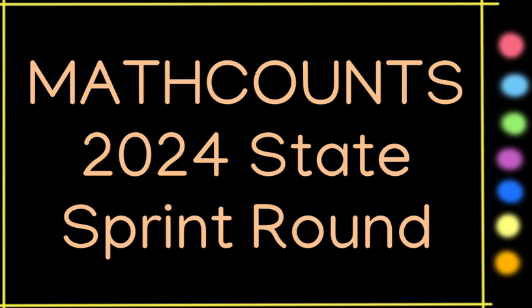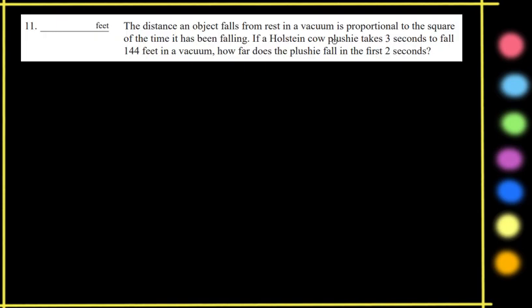So let's see. Here's the first one. This is problem 11. It says the distance that an object falls from rest in a vacuum is proportional to the square of the time it has been falling. So that's saying the distance is some constant times the square of the time that has been falling. So we put t squared. So we know that this is true. Whatever the time is, you square it, multiply by some constant, you'll get the distance.